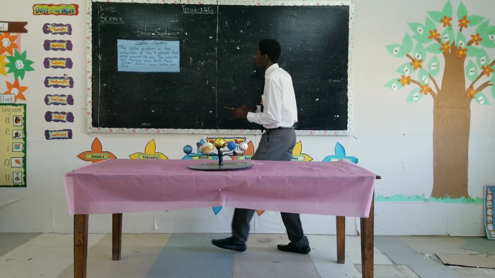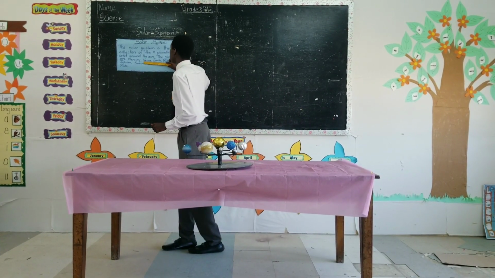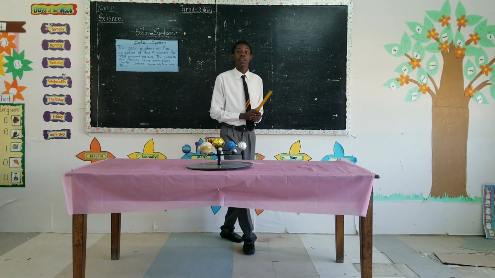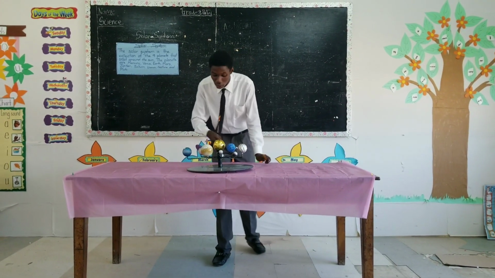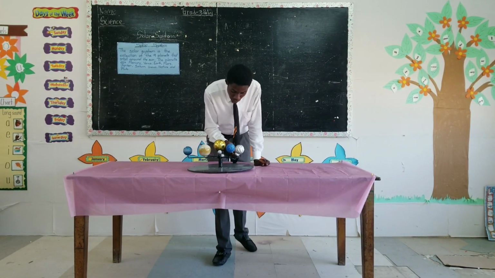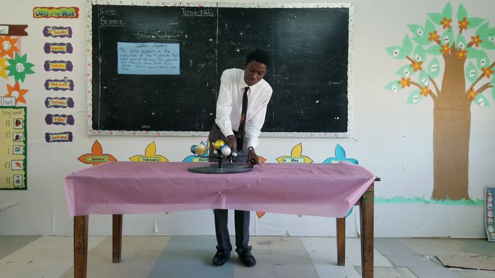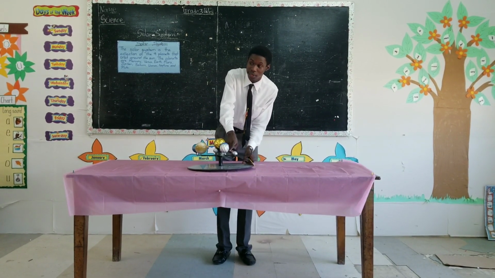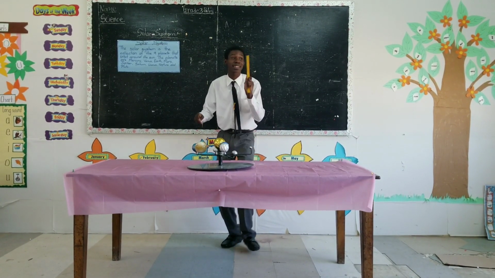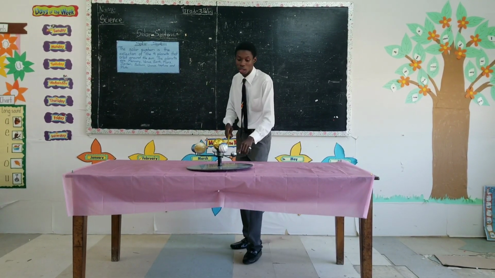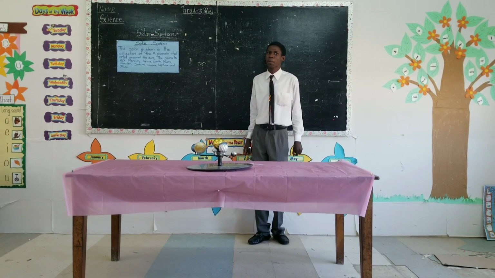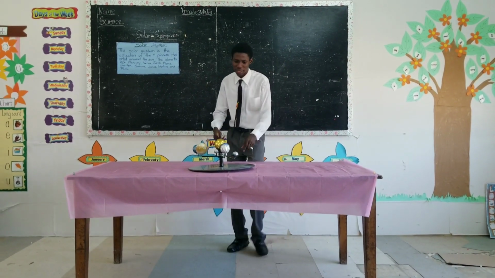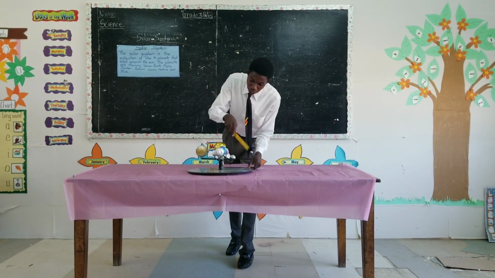The second planet we have here is Venus. What is the second planet? Venus. Venus is the second planet away from the sun. Here we have Venus. Is everyone seeing Venus? Excellent. This planet is the second planet away from the sun. So is it hot or cold, class? Very hot. It is a hot planet indeed.